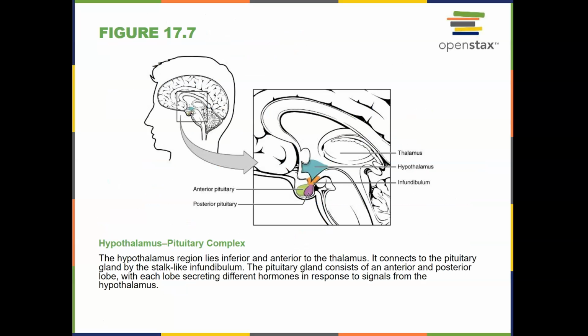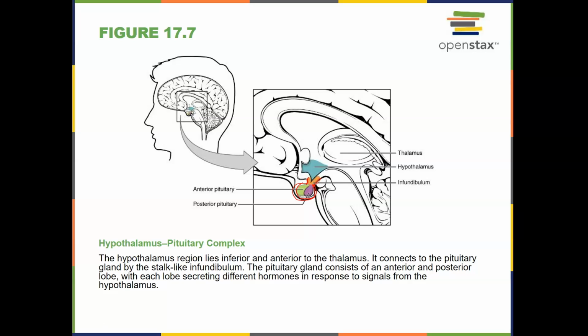Here's a great way to use our current figures in the book. Here's the thalamus. The hypothalamus is in this blue region here. When you look at a living brain, sometimes you can see it. It's a slightly different color. The infundibulum is this little stalk by which the pituitary gland is connected to the brain. The pituitary has a posterior aspect and an anterior aspect. We'll talk about that in a minute.